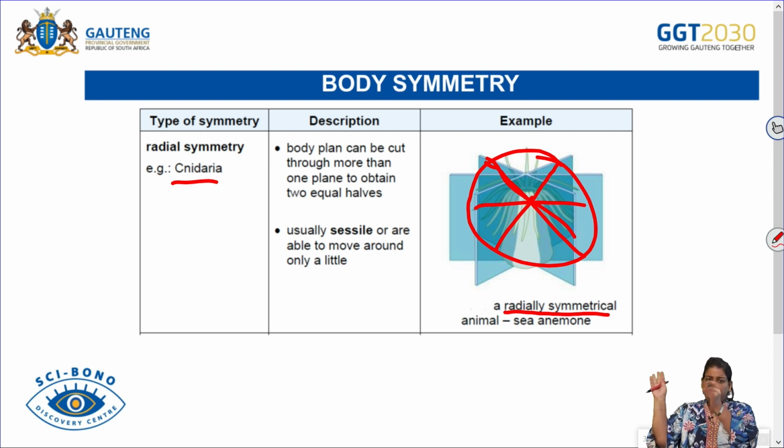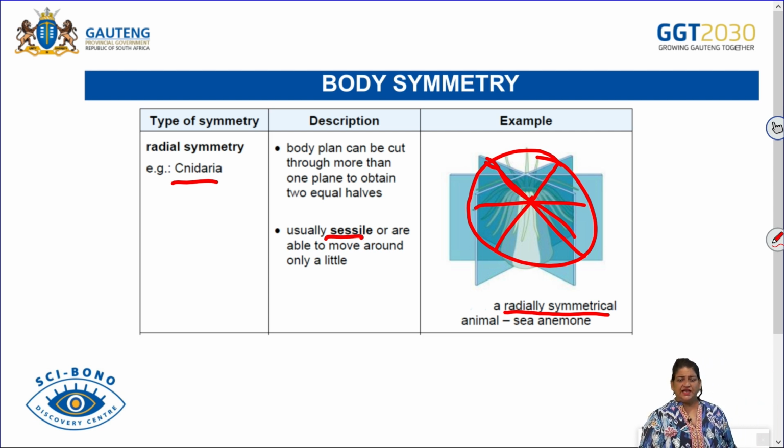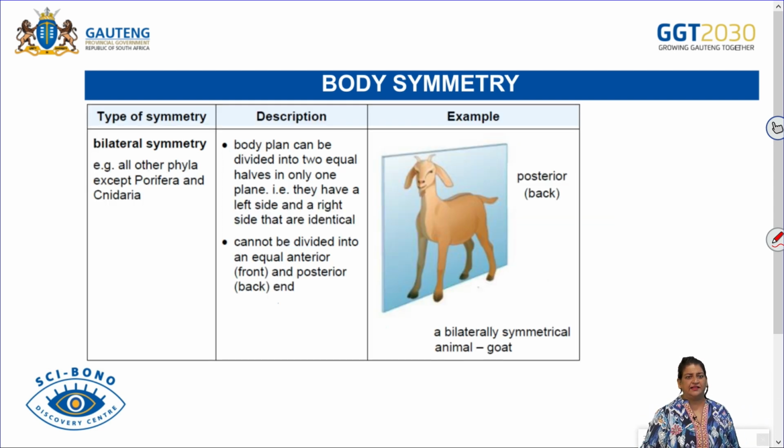These tentacles move around and sway around the opening to catch food. So this is your sponges, which belong to cnidaria, and they are radially symmetrical. And the word sessile means they cannot move freely. If you're sessile, it means your movement is limited because the base is attached to a plant or to a rock. That is the meaning of the word sessile.